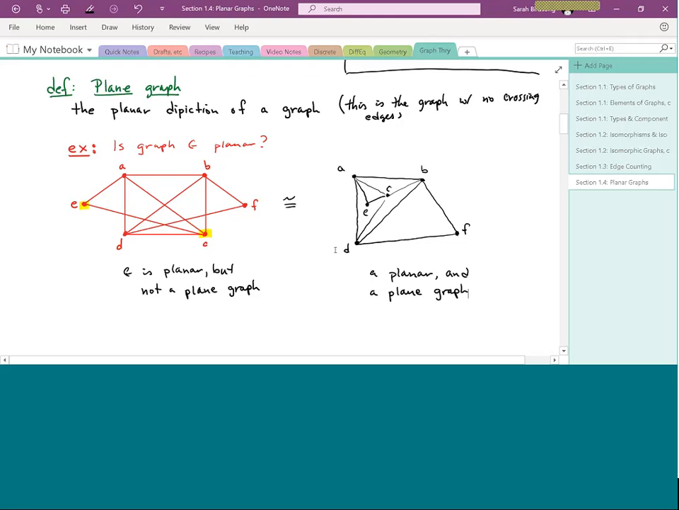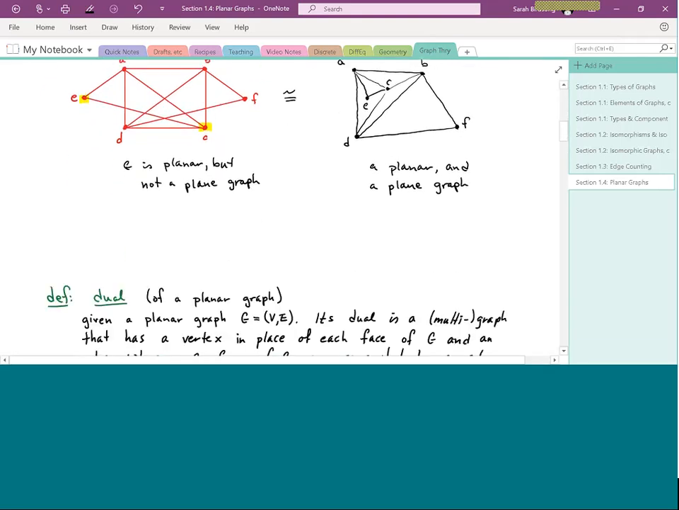Now, let us end on talking about the definition of a dual, and then next time we'll get to an algorithm or method that'll determine whether a graph, regardless of how complicated it is, whether it is a planar graph or not. To be fair, it doesn't work for all graphs, but it does work for quite a lot of them.